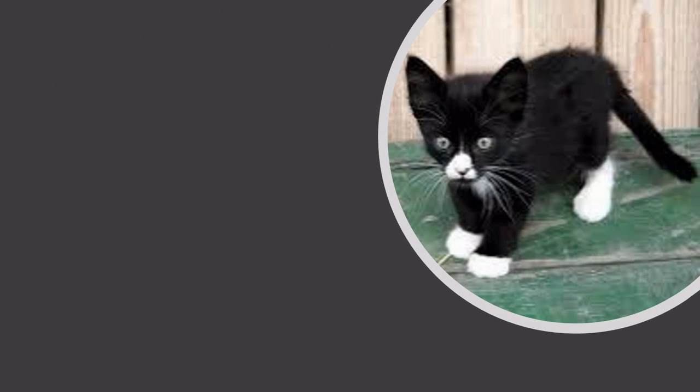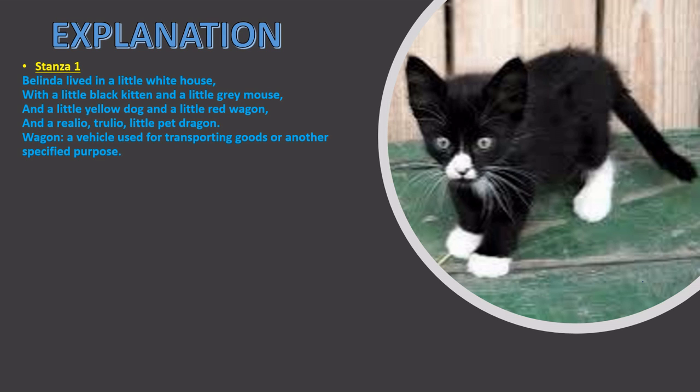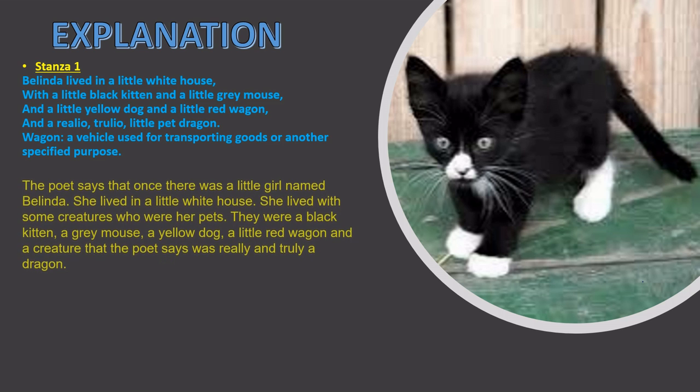Now let me move to the explanation of the poem. As you can see here in stanza 1: Belinda lived in a little white house with a little black kitten and a little grey mouse, and a little yellow dog and a little red wagon, and a realio trulio little pet dragon. Here wagon means a vehicle used for transporting goods or another specified purpose.